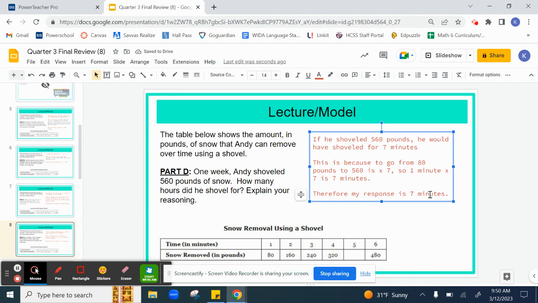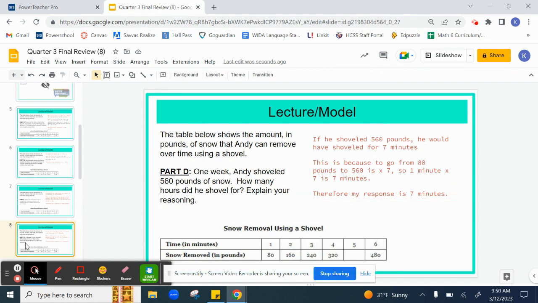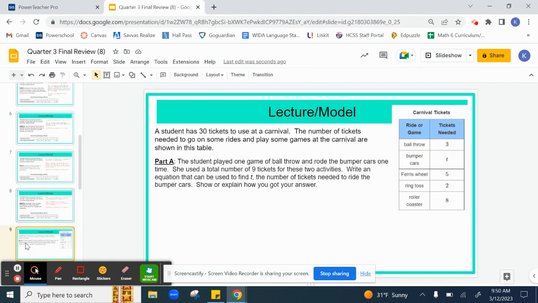All right, so that concludes what would be one constructed response. We just went through 4 parts. Let's look at another one. All right, a student has 30 tickets to use at a carnival. The number of tickets needed to go on some rides and play some games are shown in the table. All right, the student played 1 game of ball throw and rode the bumper cars 1 time.